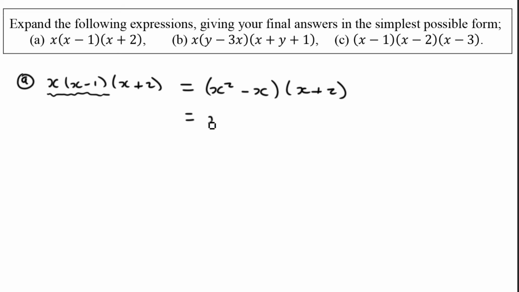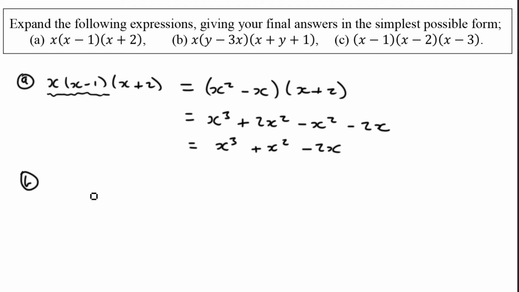X squared times x is x cubed, x squared times 2 is 2x squared, negative x times x is negative x squared, and negative x times 2 is negative 2x. Little bit of simplification: x cubed plus x squared subtract 2x. The next example again has 3 terms, but has introduced a bit of a mixture of variables. We've got x multiplied by y subtract 3x multiplied by x plus y plus 1.